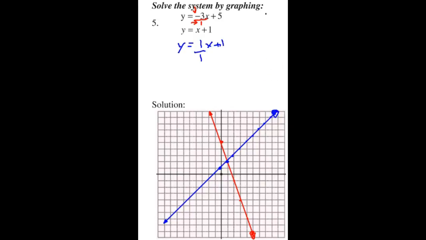Okay, so we haven't gotten the answer yet. Remember, the answer is where they intersect. So this is at the x, they intersect at 1. So it's going to be 1 comma. And then the y is at positive 2. So y is 2. So the answer would be 1 comma 2.